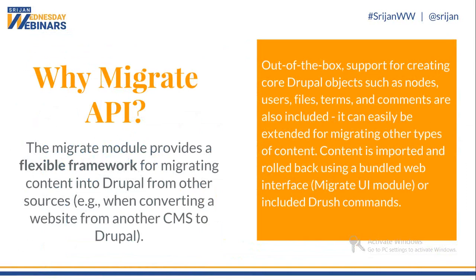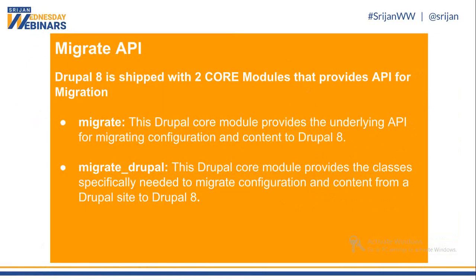So yeah, Drupal 8 is shipped with two core modules that provide the API for migration. One is migrate and the second one is migrate_drupal, it's a machine name. So migrate is basically a core module that provides the underlying API for migrating configurations and content to Drupal 8. And what migrate_drupal does is it provides the classes specifically needed to migrate configurations and content from a Drupal site to Drupal 8, Drupal 7 to Drupal 8.